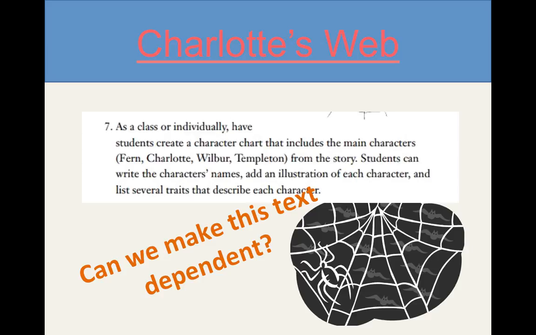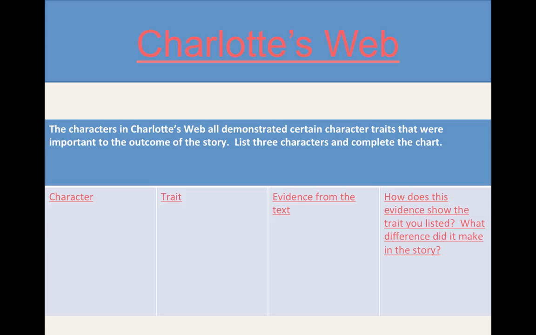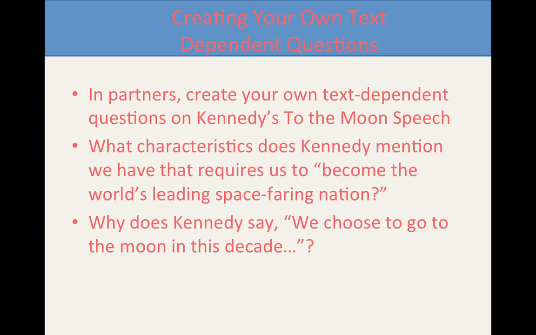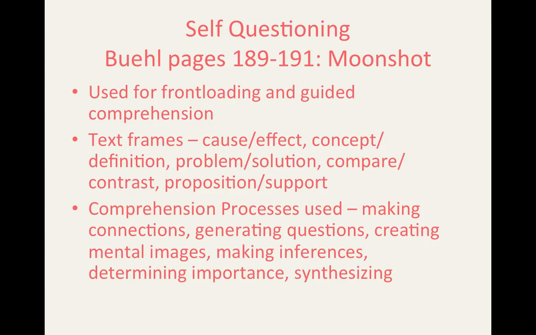Same directions. Write the character's name, add an illustration, list the traits to describe each character. Now look. Character, trait, evidence from the text, then your questions. Taking out that illustration. Then I want you to start creating your own text-dependent questions. You can go back to the speech that we had and try that out on your own. Of course, that speech is a great tool to use in your classroom if you want to do some space exploration or moon type of text set.